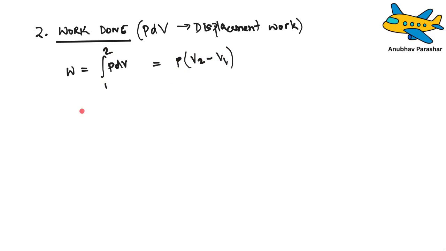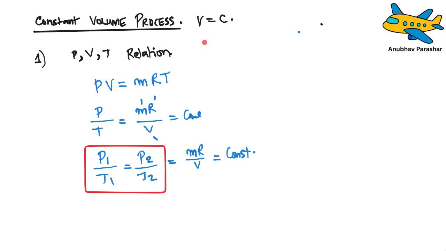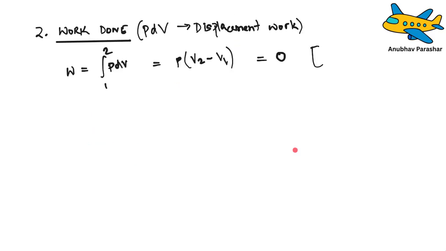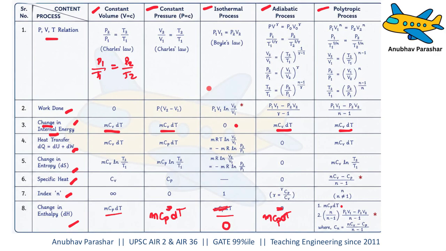And for constant volume, it is going to be 0. Why? We are looking at a constant volume process, V is equal to C. So if the volume is constant, the work done is going to be 0. Let us quickly check if it is 0 in our first slide. So you can see the work done for a constant volume process is 0, and the change in internal energy is mCv dT.